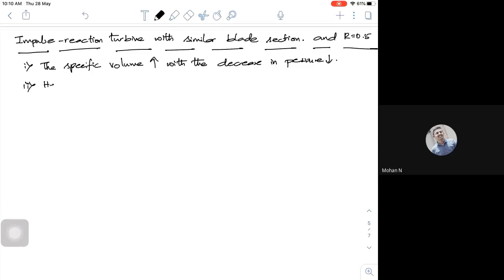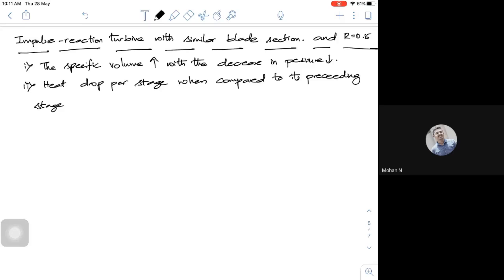And then the second point, we have what is called heat drop per stage. Stage means it includes the stator and the rotor. Heat drop per stage, when compared to its preceding stage, or previous stage, increases.